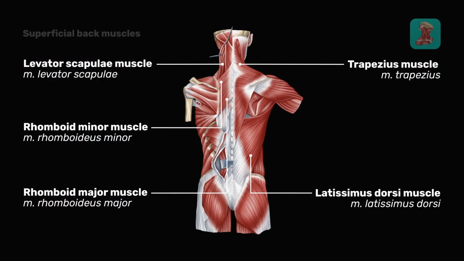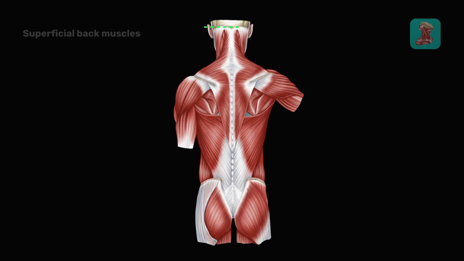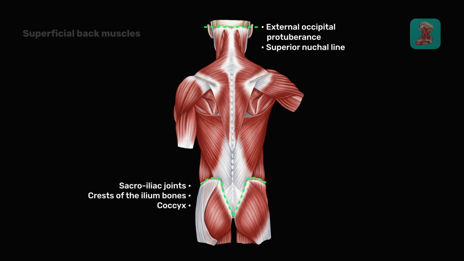Let's start with the borders of the back. The superior border passes through the external occipital protuberance and the superior nuchal line. The inferior border passes through the sacroiliac joints, posterior segments of the crests of the ilium bones, and the coccyx. The lateral border is the posterior median line.